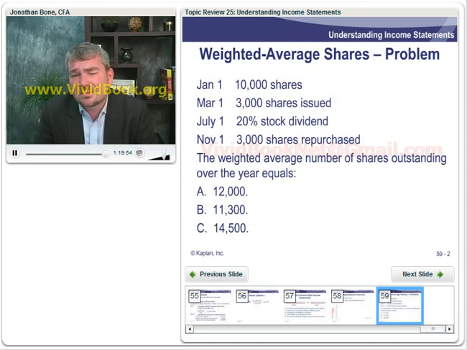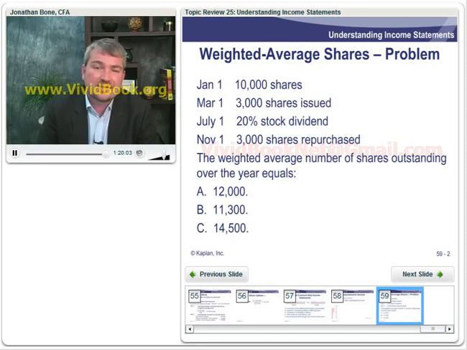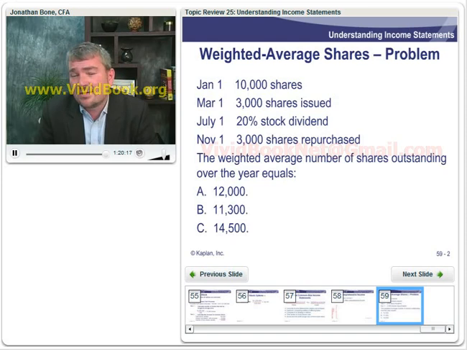So what's that going to give us? 12,000 and 3,600. The 3,000 shares repurchased occurred after the date of the stock dividend, so is unaffected. Then, of course, we've got to time weight them. The shares in issue at the beginning of the year on the 1st of January are going to be multiplied by 12. The shares on 1st of March are in issue for 10 months of the year, so multiplied by 10. And then finally, the shares repurchased on the 1st of November, that's November, December, so they're only repurchased for 2 months, so multiplied by 2. Sum it up, then divide by 12, and we'll get our answer of 14,500.